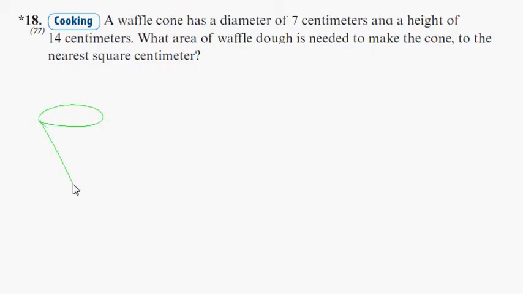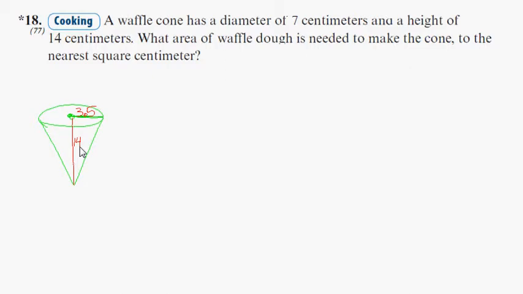So here's my waffle cone. It has a diameter of 7, which means that this is going to be 3.5. Diameters aren't all that useful, except that they give us the radius, right? So there's 3.5, and then the height is 14 centimeters. So listen, guys, when we're talking about height, we're talking about that distance, right? So we've got 14 centimeters there.